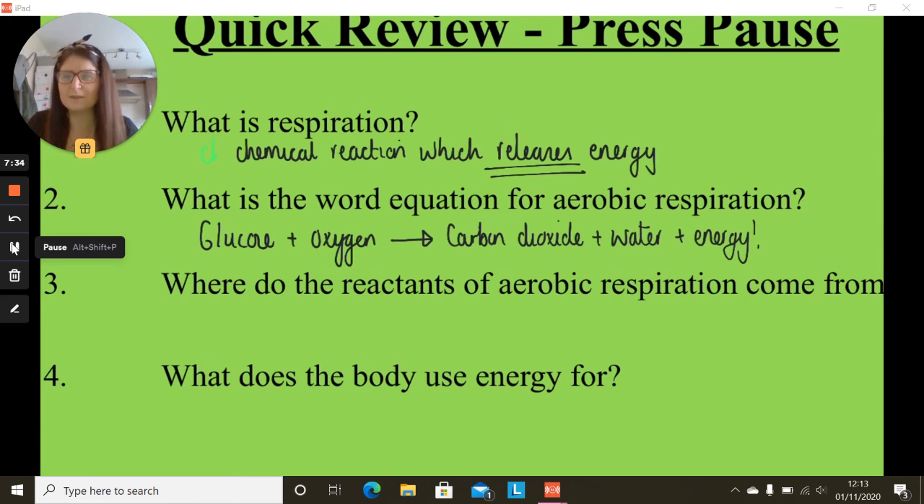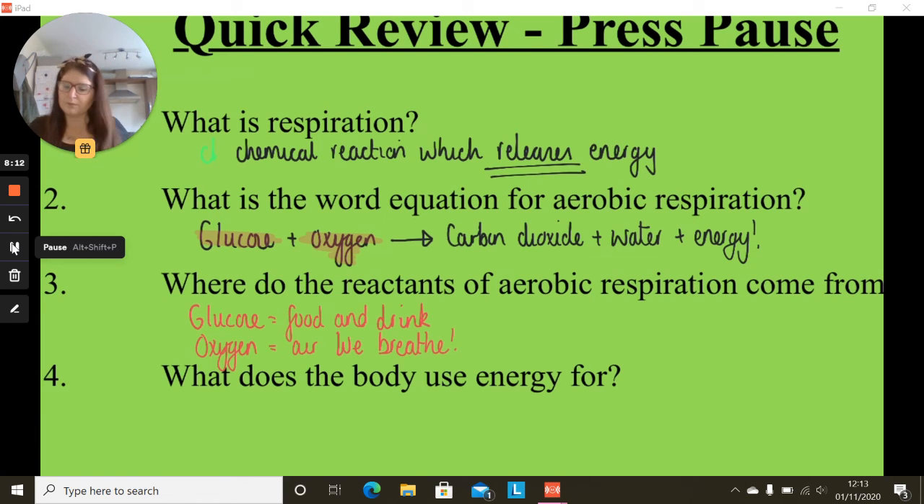Then we have, where do the reactants of aerobic respiration come from? As we remembered, our reactants are our glucose and our oxygen. So where do they come from? Our glucose, right, in the red now, comes from our food and drink. So what we take in, and then our oxygen we get from the air we breathe. Oh, my writing today is not the best.